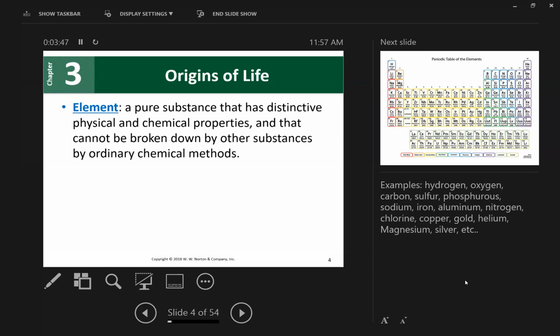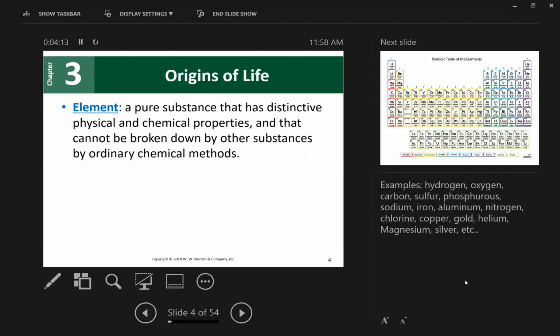An element. An element is a pure substance that has distinctive physical and chemical properties and that cannot be broken down by other substances or by ordinary chemical methods. Some examples of elements that we know are hydrogen, oxygen, carbon, sulfur, phosphorus, etc.